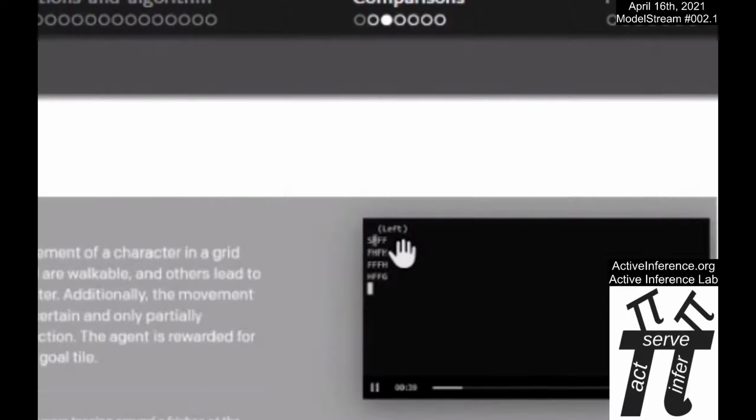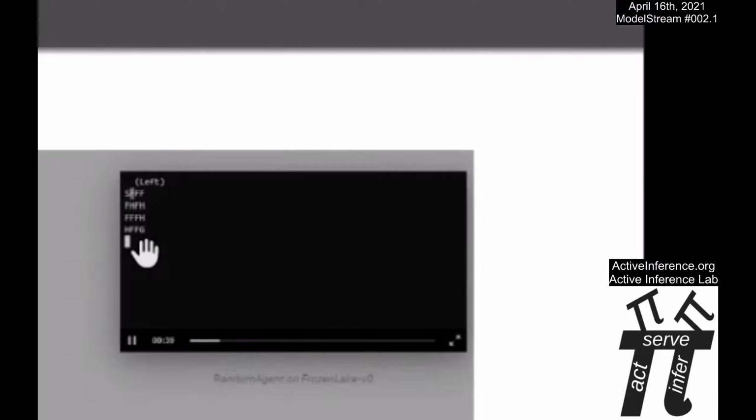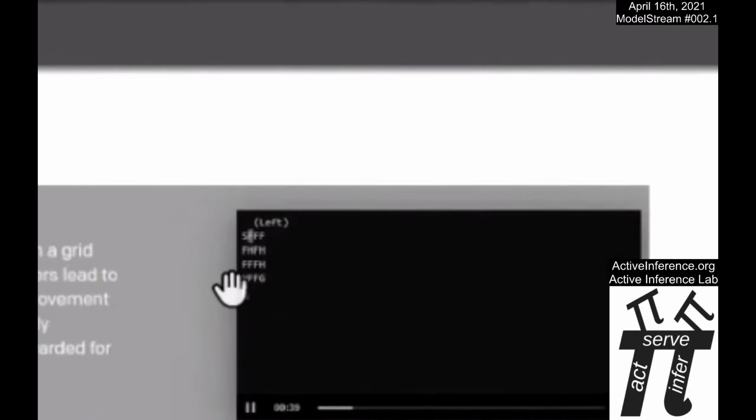So you've got the frozen F, and then you've got the hole. And then lastly, you have the goal, so G here, where the present is located. And all patches in this particular setup are safe except for the hole, where if the agent goes to H, it gets a negative reward.